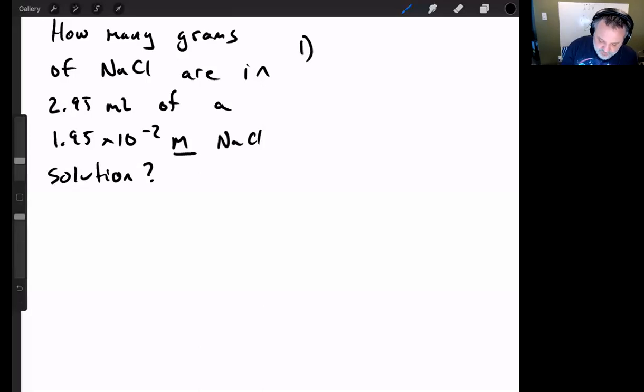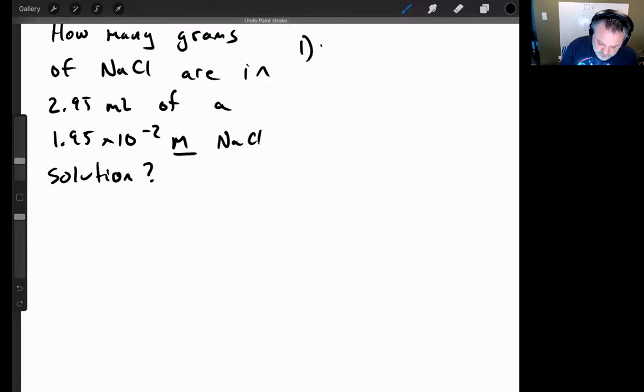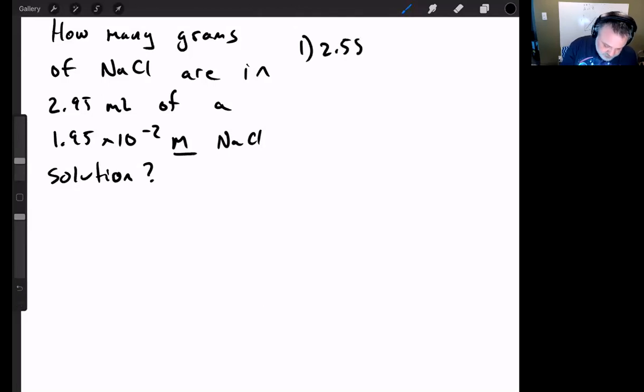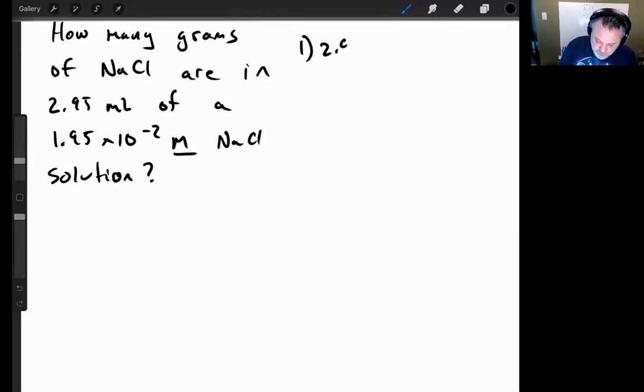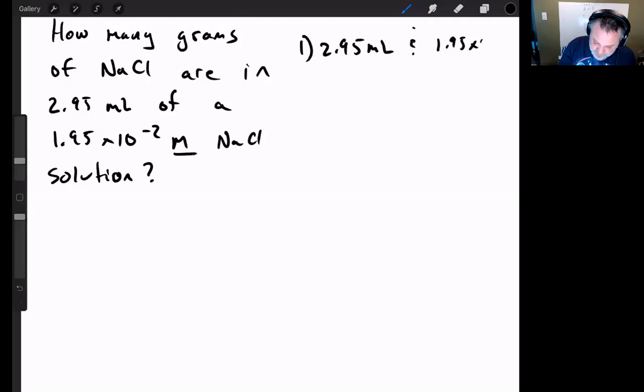So what am I given? I'm given 2.95 milliliters of solution, and I'm given the molarity, 1.95 times 10 to the negative 2 molar. I'm asked for the grams of sodium chloride contained in that quantity of that solution. So what's the basic plan?